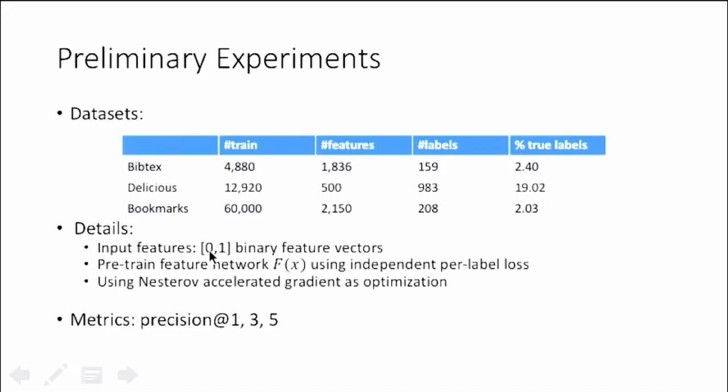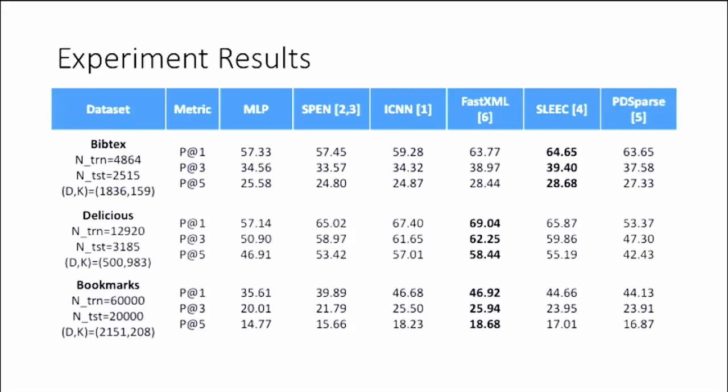The setting is like this. The input feature representation is just 0 and 1 binary bag-of-words feature. And they pre-train the feature network based on the binary logistic loss. And the evaluation metric is precision at 1, 3, 5, which is commonly used in the literature. So the results are like here.